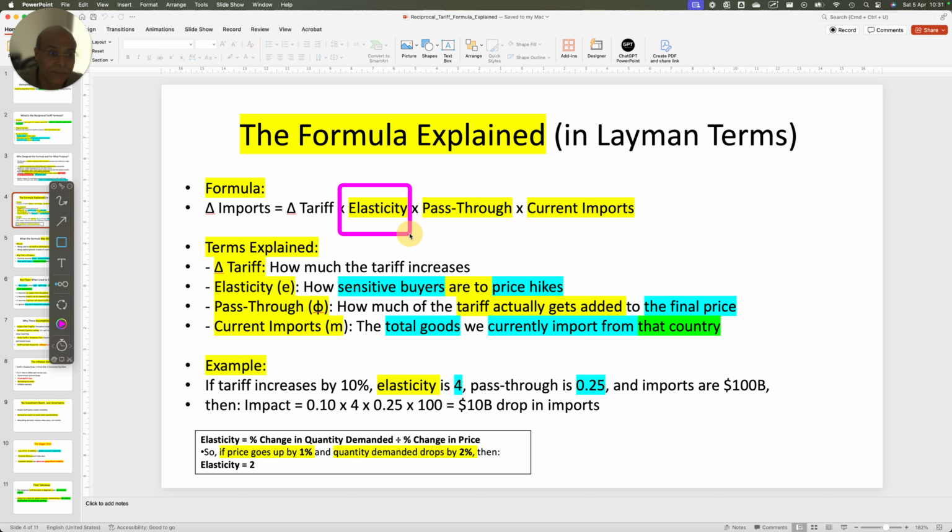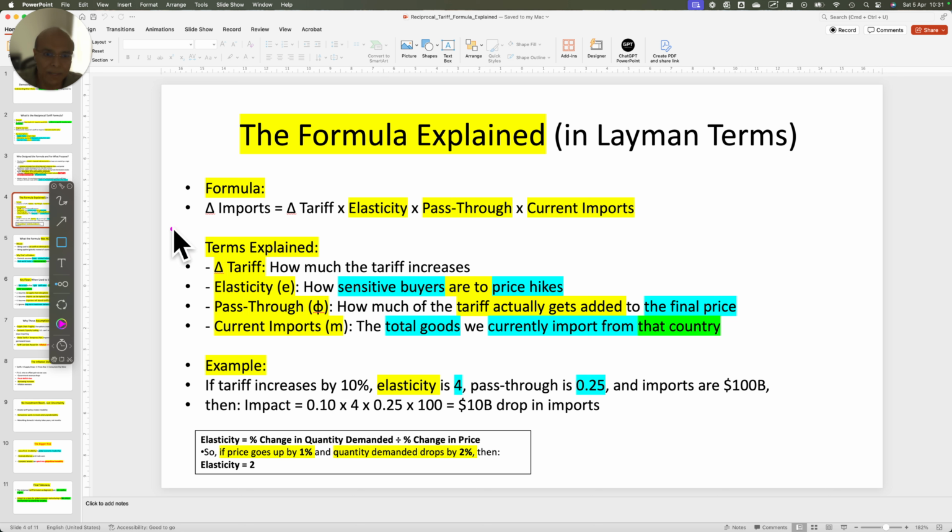So this is elasticity. Now what is pass-through? Pass-through is again a term that has been used. How much tariff actually gets added to the final price? Let's say there is some tariff increase, X. How much of that X increase gets added to the end product price, and how much of it gets absorbed by the importer? If it is 100%, then it is 1. If it is 25%, then it is 0.25. And the current imports are the total imports that the US is making from that particular country.